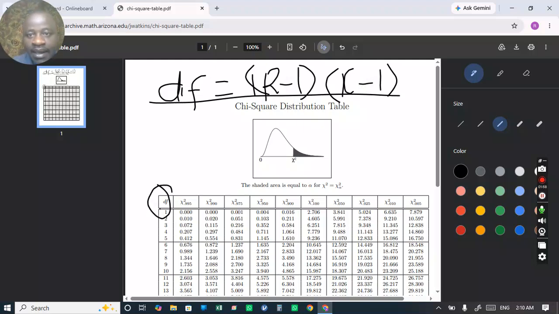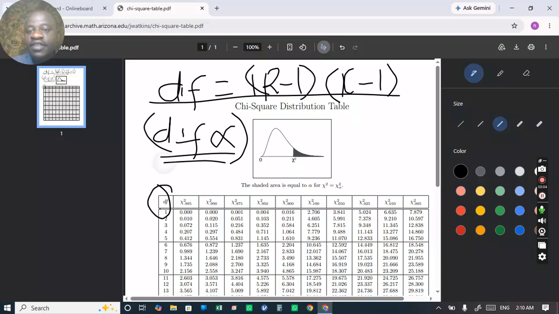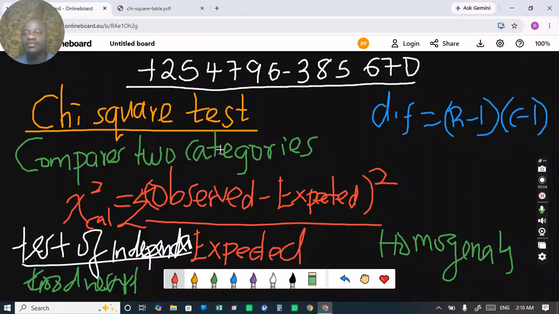But we check at the degree of freedom and alpha. So if the confidence level is 95%, it means that our alpha will be 5%. You simply take 100 minus 5. So you use the degree of freedom and 5%, and 5% of course is the same as 0.05. So you use the last chi-square. Let's proceed.